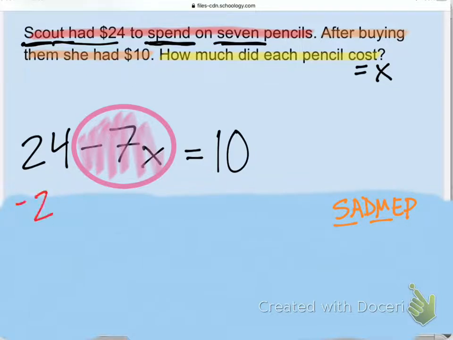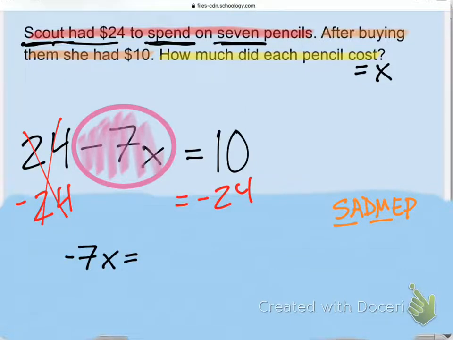You subtract 24 from both sides. Excellent. This is why this was a tricky one, because there's a couple ways that we can organize this problem. I'll show you the next way in a second. 24 minus 24 goes away. I am now left with negative 7x equals.